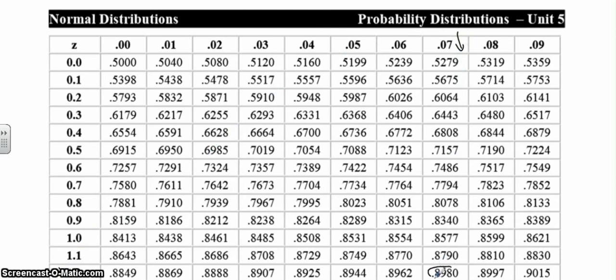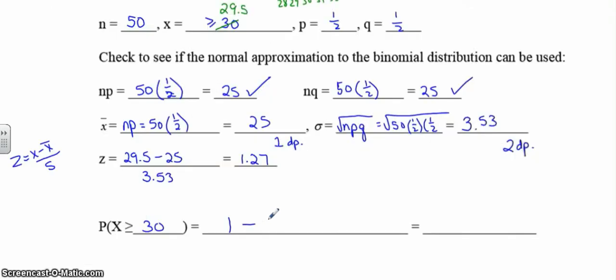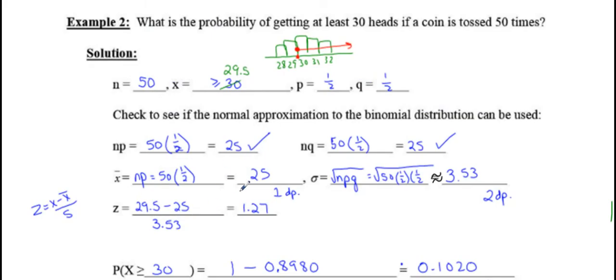So it's going to be this number right here, 0.8980. So we're going to subtract 0.8980, and when you subtract that from 1, you get 0.1020.